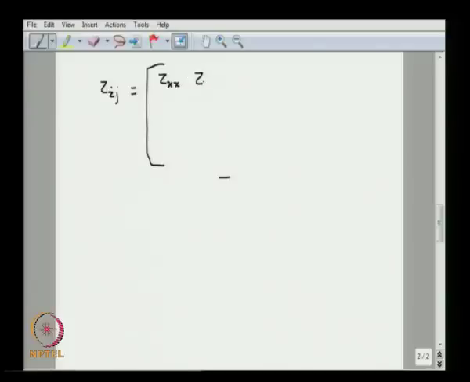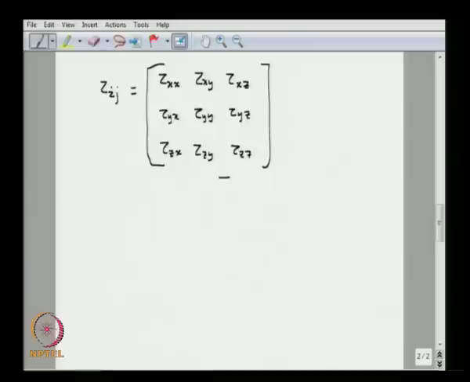xx, tau xy, tau xz, tau yx, tau yy and tau yz, tau zx, tau zy and tau zz. So if you look at the relation between stress and strain, this will be 2 eta into epsilon ij. This is what we can see from the constitutive relationships.